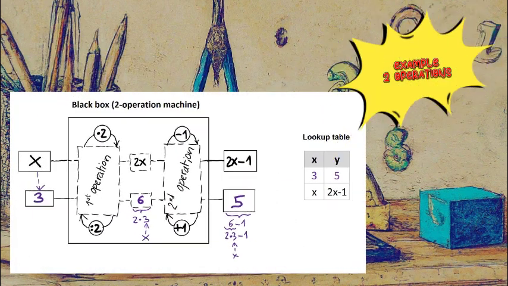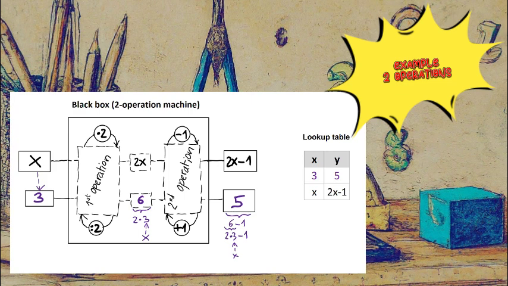In this second example, we represent a two-operation machine computing at first the double of x, which yields 2x, then subtracting 1 from this result. We get the expression 2x minus 1, that is 2 times x minus 1. If x takes the value 3, we get its double, that is 6, then subtracting 1, we eventually get 5.